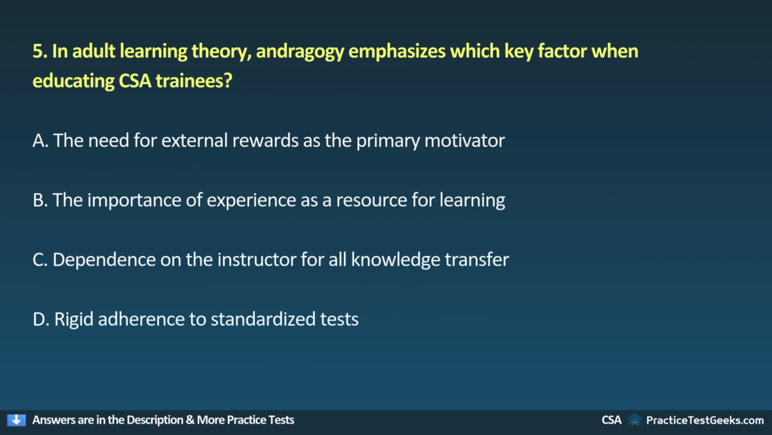5. In adult learning theory, andragogy emphasizes which key factor when educating CSA trainees? A. The need for external rewards as the primary motivator. B. The importance of experience as a resource for learning. C. Dependence on the instructor for all knowledge transfer. D. Rigid adherence to standardized tests.